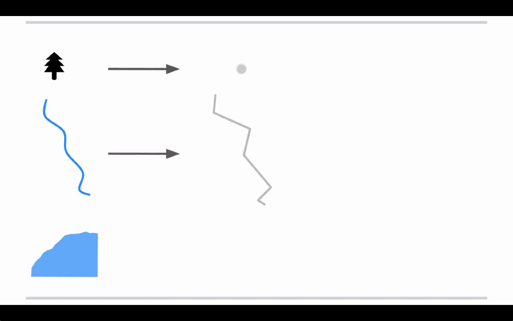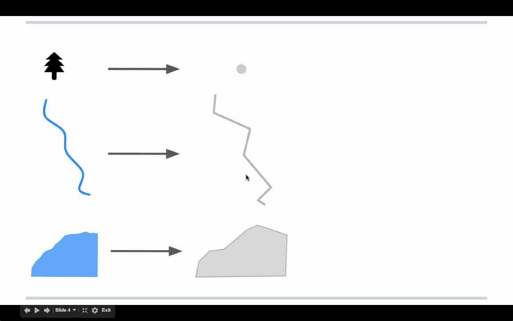So once again, we've got our three features, our tree, our river, and our lake, and we've digitized them by turning them respectively. So the tree into a point, we turned the river into a line, and the lake into a polygon. So you'll hear me referring to features a lot throughout the videos. So a feature is anything that we're choosing to digitize, choosing to represent using a vector model of space in our map.